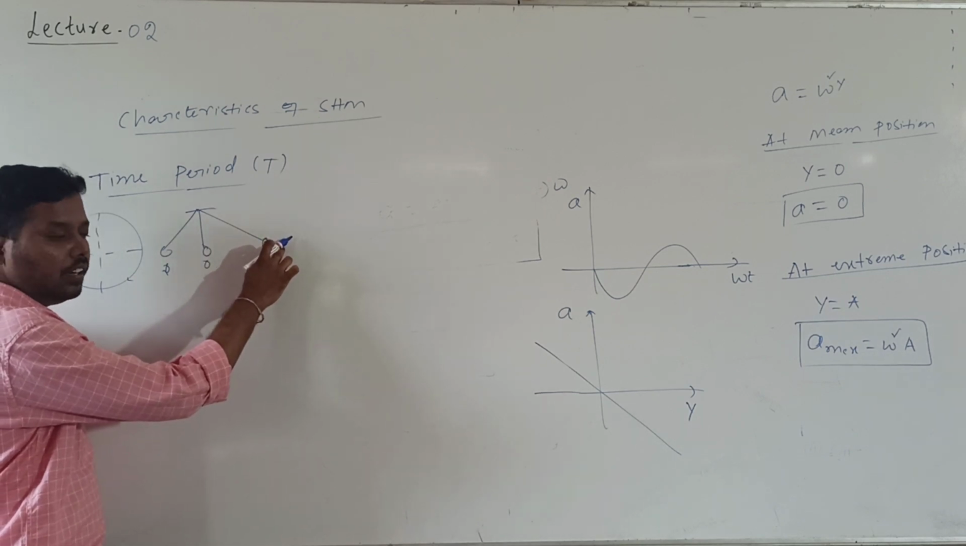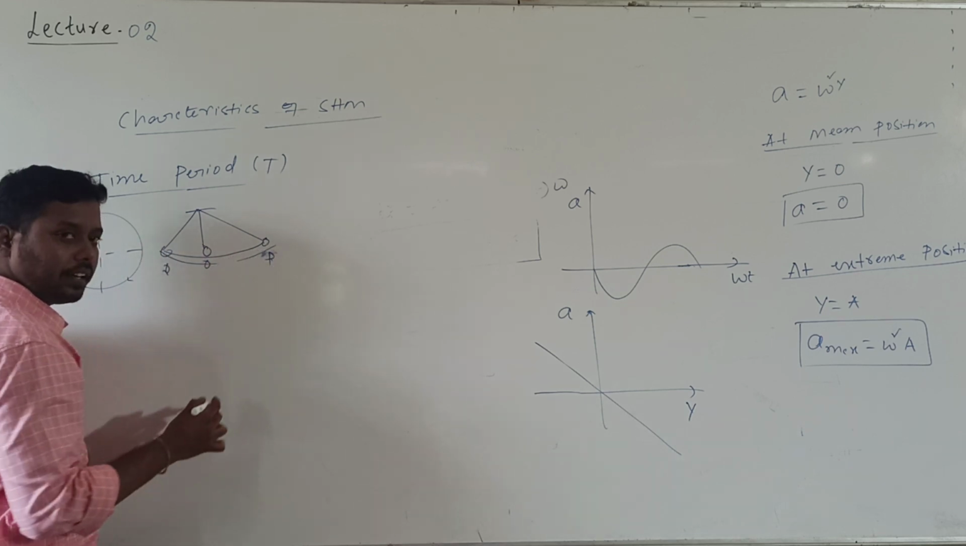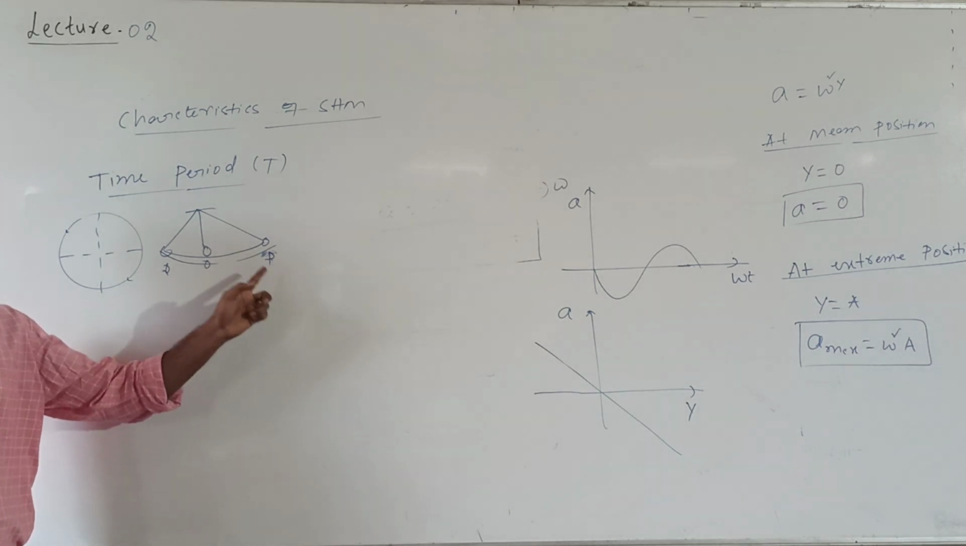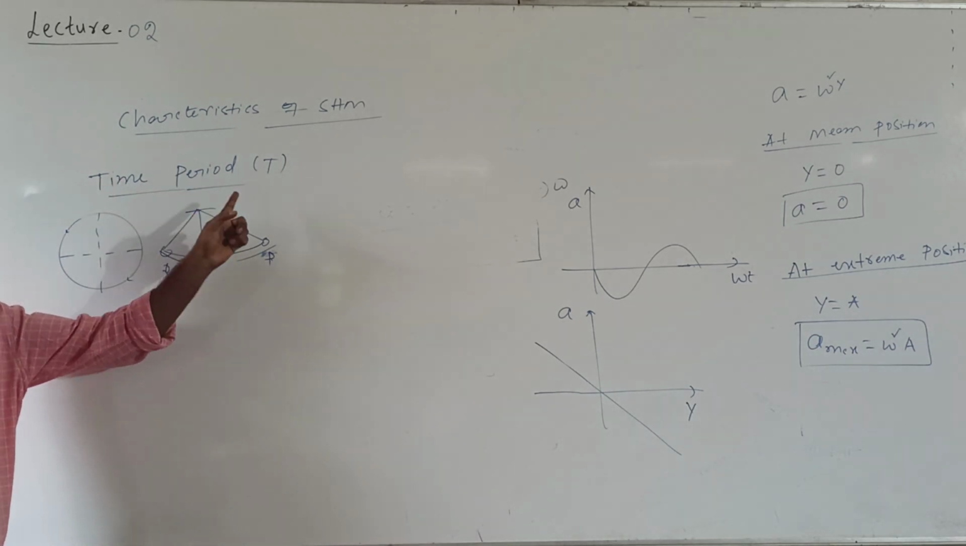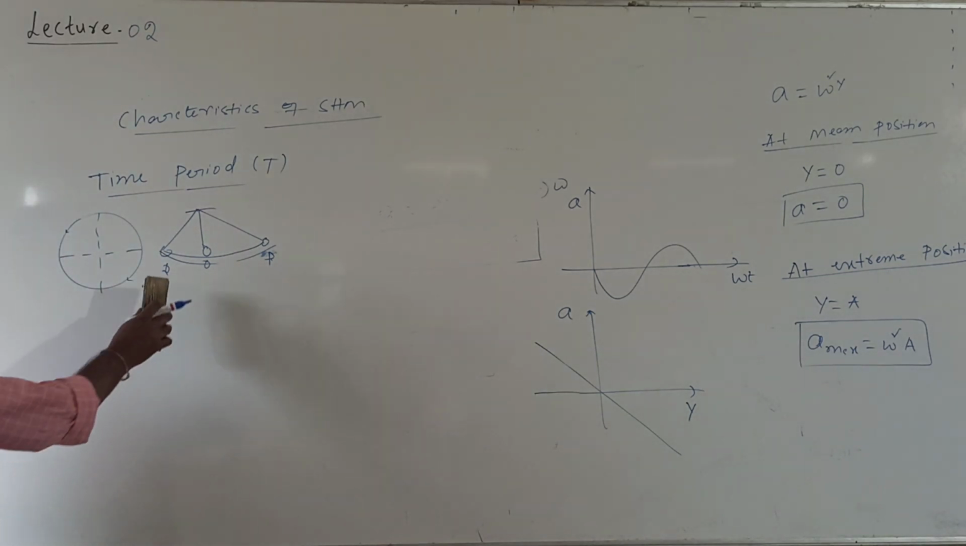I left it. Now what happened to the bob? It will go in the forward direction and again come back. So the motion started from P and again came back to P. What is the time taken? That is called the time period. The time taken to complete one oscillation is called the time period.